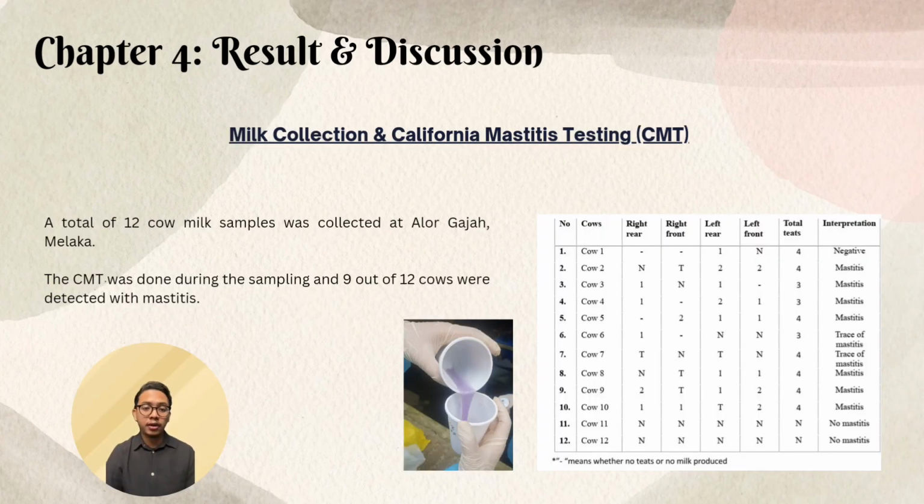Now we move to the result and discussion. A total of 12 cow milk samples was collected at Alor Gajah, Melaka. The CMT was done during the sampling, and 9 out of 12 cows showed signs of having mastitis.